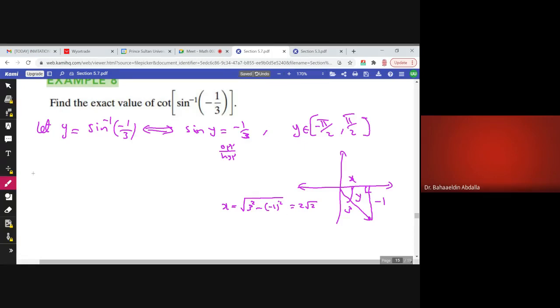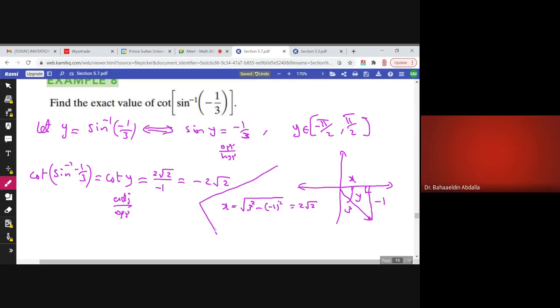Now, what do we need to find? We need cotan of sine inverse of -1 over 3. But sine inverse of -1 over 3 is y, and this is the triangle of y. So we find cotan y from this triangle. What is the definition of cotan y? Cotan y is adjacent over opposite because it is the reciprocal of tan. What is the adjacent to y? x, and x is 2 square root of 2, over the opposite side, which is -1. So the answer is -2 square root of 2.